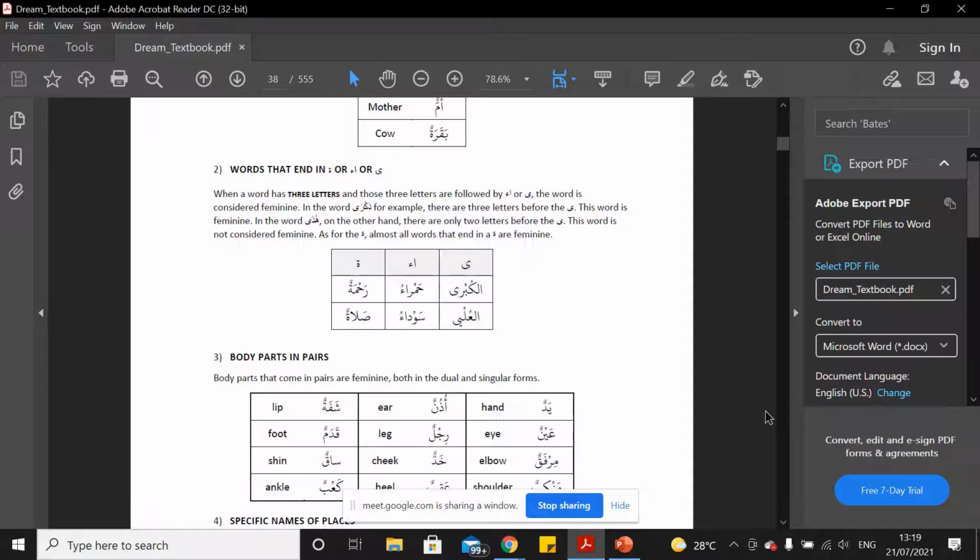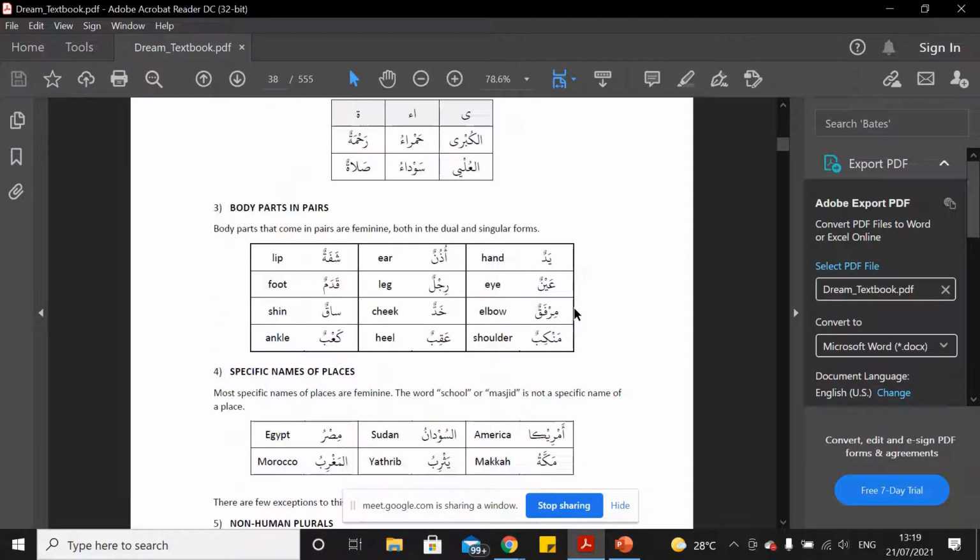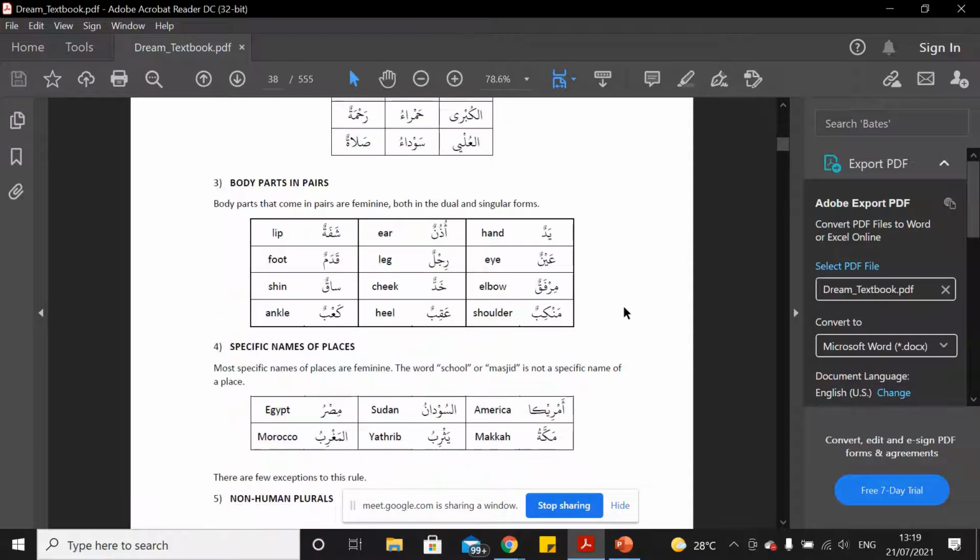Very good. Okay, the third category is body parts in pairs. We have two hands, and the Arabic ism for hand is yadun, and for eye, ainun. We have two elbows, marfakun. Two shoulders, mankibun. Two ears, azunun. Two legs, rijulun. Two cheeks, khadun. Two heels, aqibun. Two lips, shafatun.